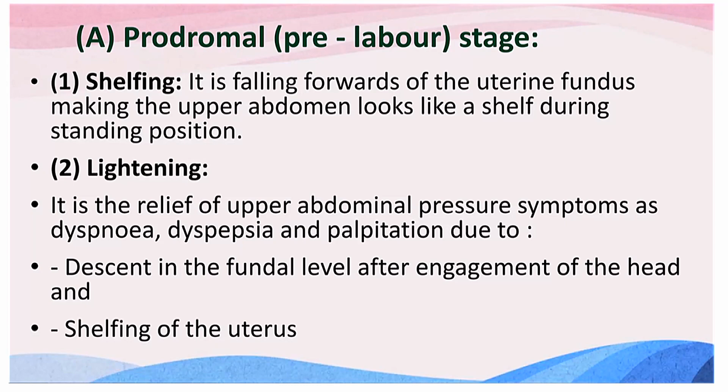We will discuss the prodromal stage. The first one is shelving. It is falling forward of the uterine fundus, making the upper abdomen look like a shelf during standing position. The second one is lightening. It is the relief of upper abdominal pressure symptoms such as dyspnea, dyspepsia, and palpitation due to descent in the fundal level after engagement of the head and shelving of the uterus.